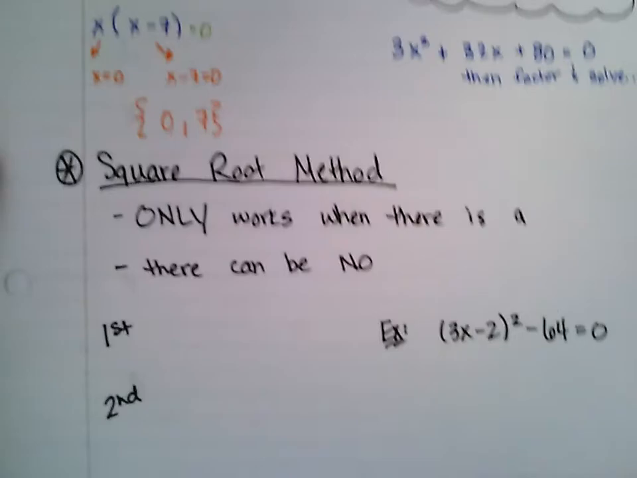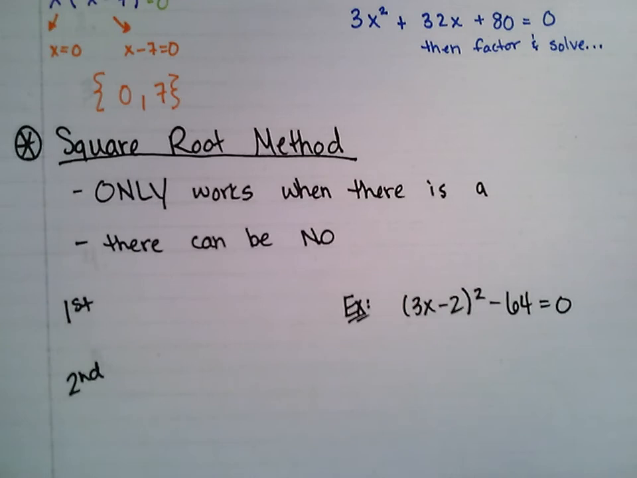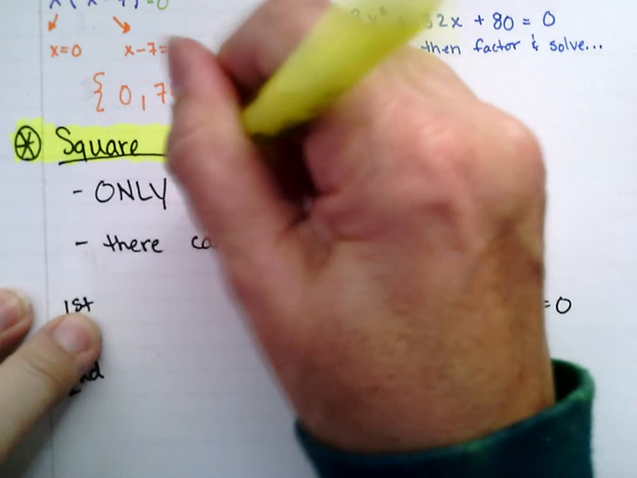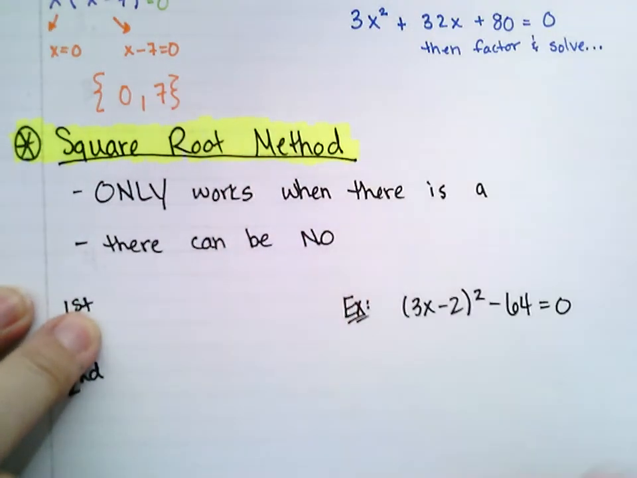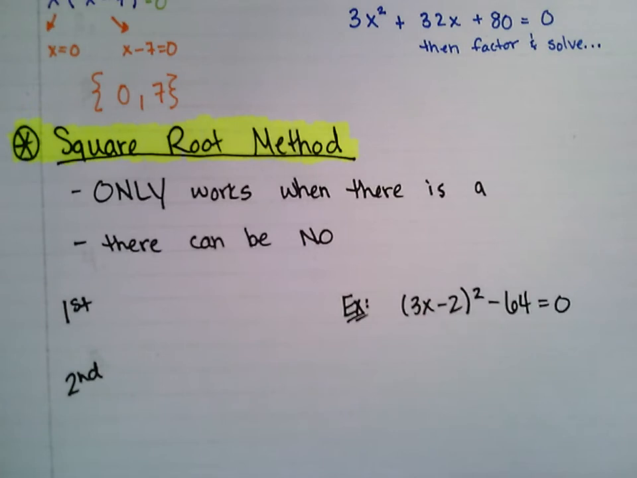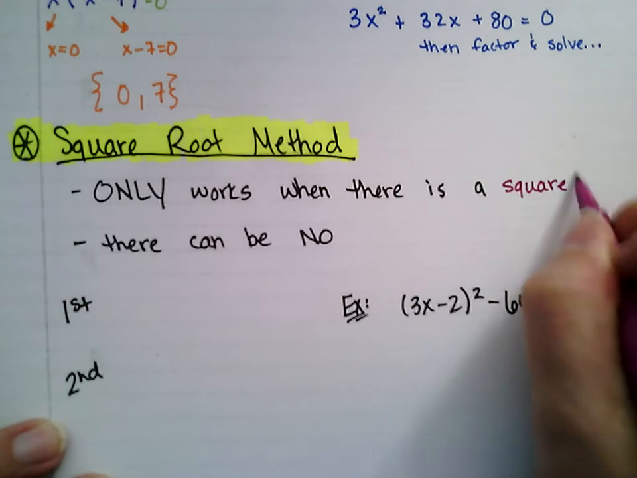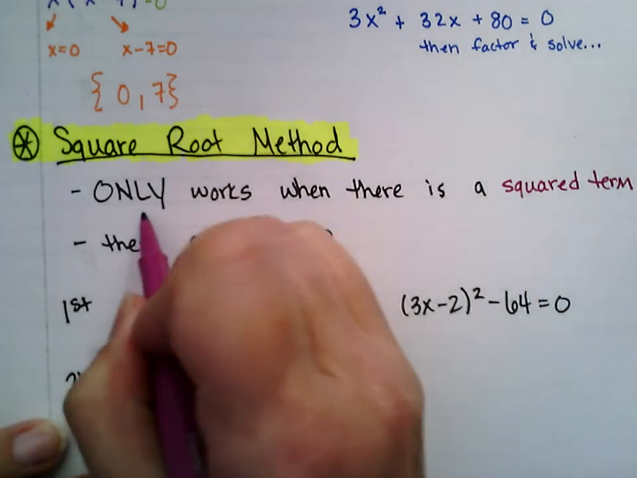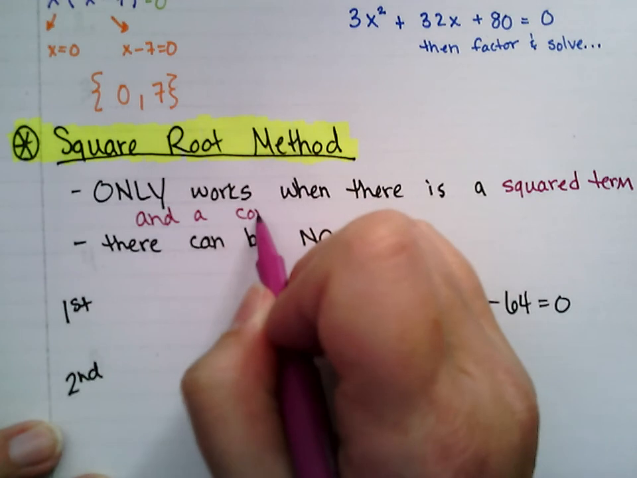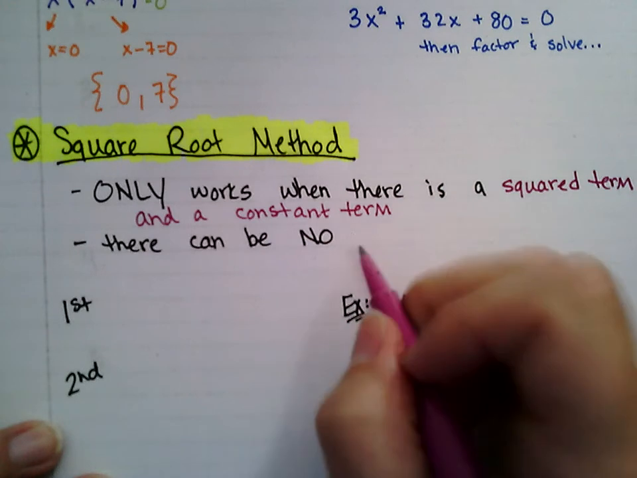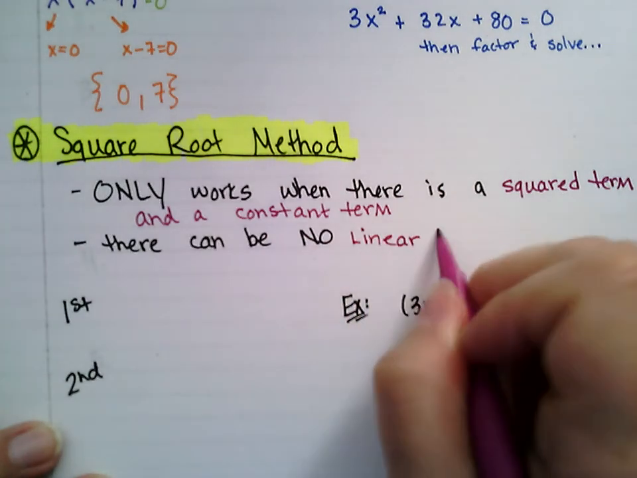Which brings us to our second method of solving quadratic equations, which is the square root method. Now, the factoring method only works if we're able to factor. The square root method only works if there is a squared term and a constant term. There can be no linear term.